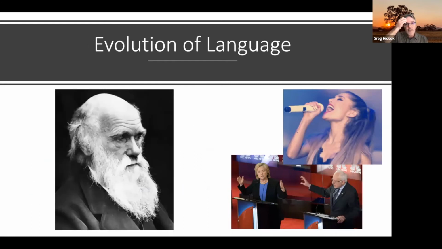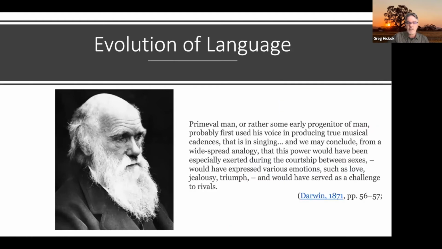And this brings us to the evolution of language. Now, you never thought you were going to see Ariana Grande, Hillary and Bernie and Darwin on one scientific slide in a coherent way, but here you go. For the last bit of this talk, I'm going to discuss the implications of this for general theories of the evolution of language, starting, as we always do when we talk about evolution, with Darwin. He had his own thoughts about where language came from.